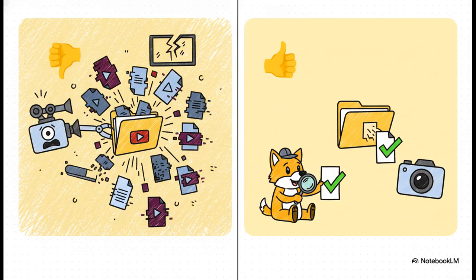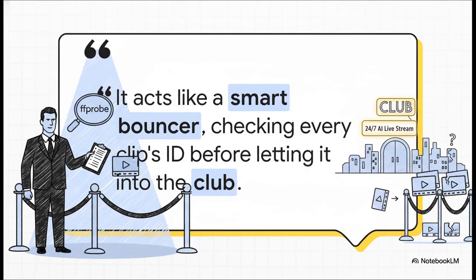There's no guesswork, and that means no glitches. I absolutely love this analogy. The script is basically a smart bouncer at a really exclusive club. Before it lets any new video clip in, it checks its ID using a little tool called ffprobe. It makes sure the file isn't corrupt, that it's a real video, and that it's not some half-written piece of junk. Only the valid clips get past that velvet rope.